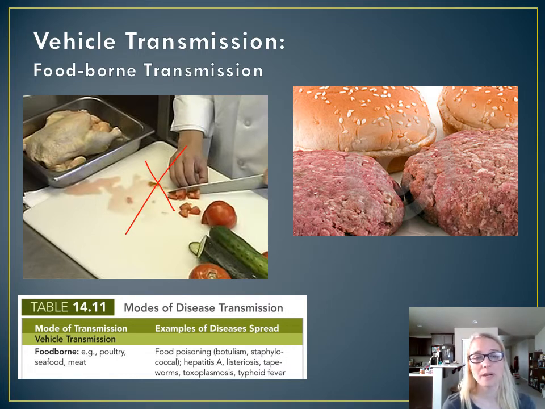So a lot of times the bacteria, the viruses come in with certain foods, and if they're not prepared properly or heated properly, then those are going to be sources of infection. So food poisoning, hepatitis A, tapeworms, typhoid fever, toxoplasmosis, listeriosis, all of those examples are of diseases that come from improperly treated food. And so the food is the vehicle. So we had air, water, food.